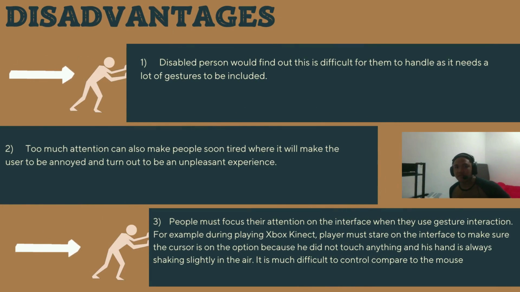The disadvantages of GDI, or gesture-driven interface, is that disabled persons would find it difficult to handle as it needs a lot of gestures to be included. Second, too much attention can also make people soon tired, which will make the user annoyed and turn out to be an unpleasant experience. Lastly, people must focus their attention on the interface when they use gesture interaction. For example, when playing Xbox Kinect, the player must stare at the interface to make sure the cursor is on the option because he does not touch anything and his hand is always shaking slightly in the air. It is much more difficult to control compared to the mouse.